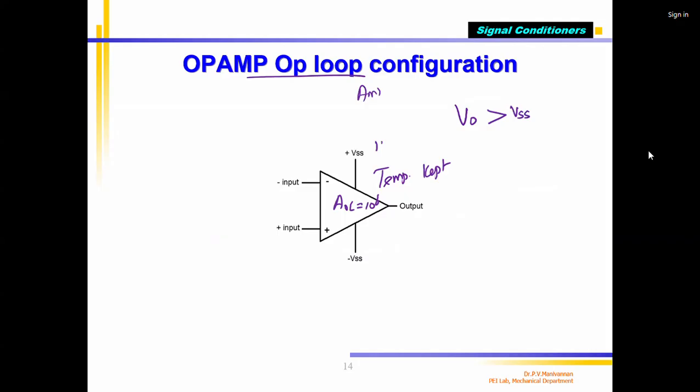Correct? If I say 10 volts plus, 10 volts minus, the output voltage can be plus or minus only. It cannot be greater than that. Okay. Now, because of that, there's a problem.